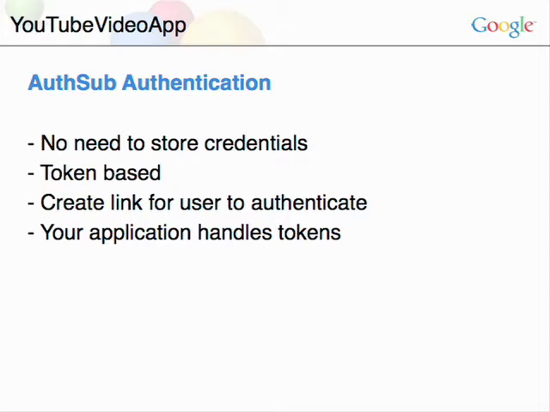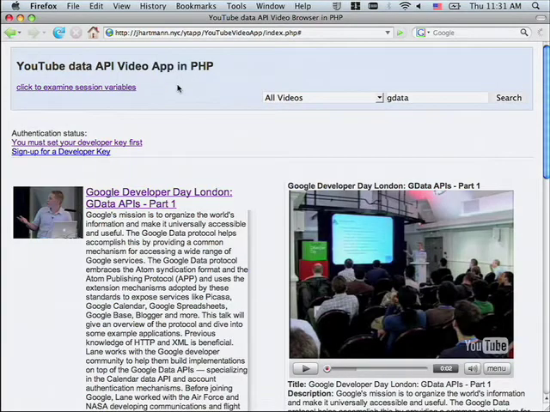The way auth-sub authentication works is that your application creates a link where the user can authenticate with YouTube. The user then decides to allow your application access to their account and gets passed back to your application, which is then authenticated. So now we're going to authenticate our demo application with YouTube.